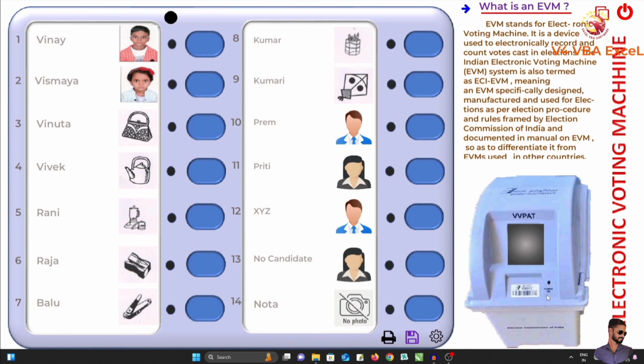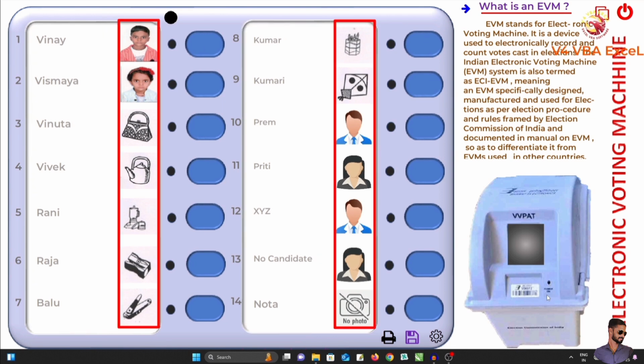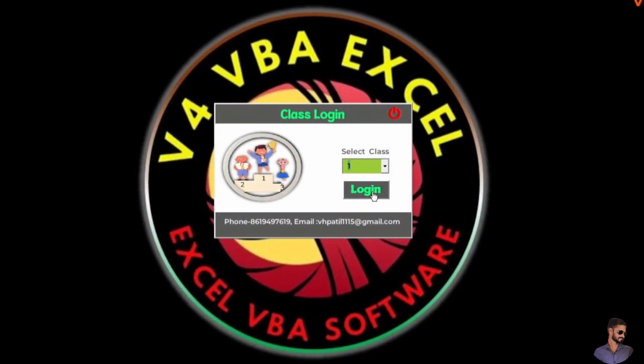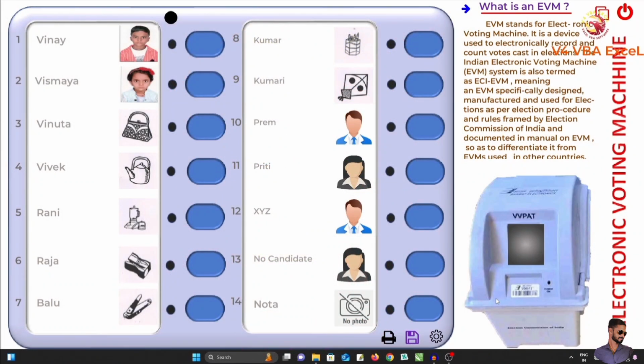Two, Electronic Voting Machine, EVM, adding candidate names and photos. As soon as a user logs in, the EVM app opens. It gives the experience of a real electronic voting machine.